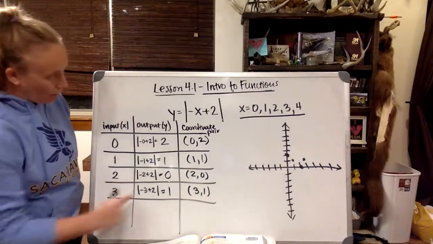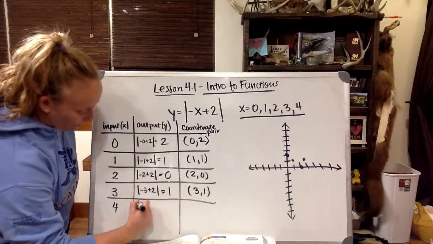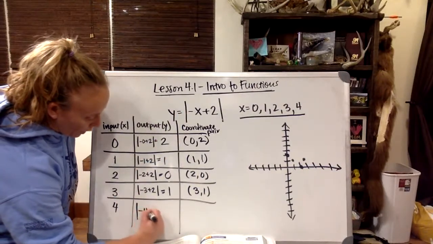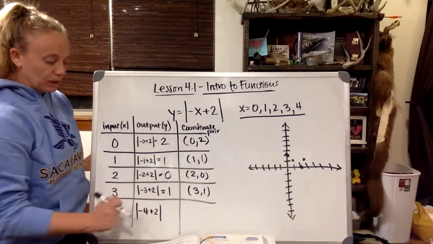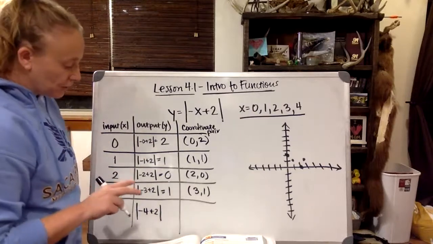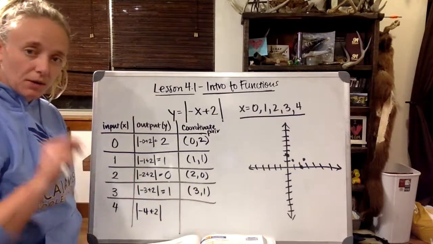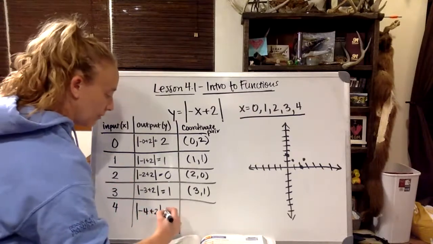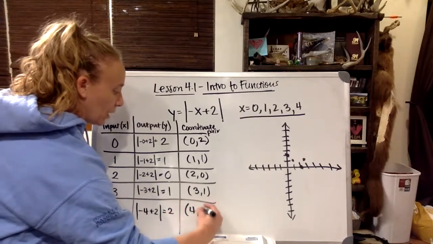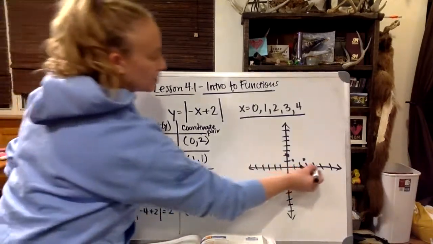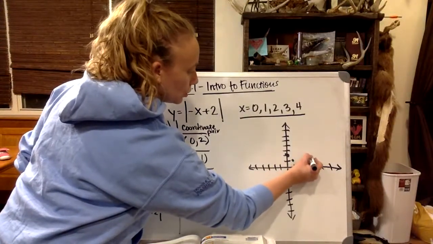I'm going to put 4 into this absolute value of -4 plus 2. -4 plus 2 is -2. -2 is how far away from 0? It is 2 units, 2 positive units away from 0. So I get 2. So my coordinate pair is (4, 2). It's my last one.